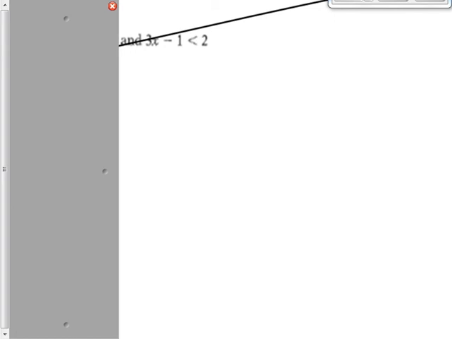Whoa, got a nice little line here. I've got an "and" down here. Let's get rid of this extra line that came about. This nice friendly equation, add 1 to both sides. 3x is less than 3, divide by 3, and I end up with x is less than 1.